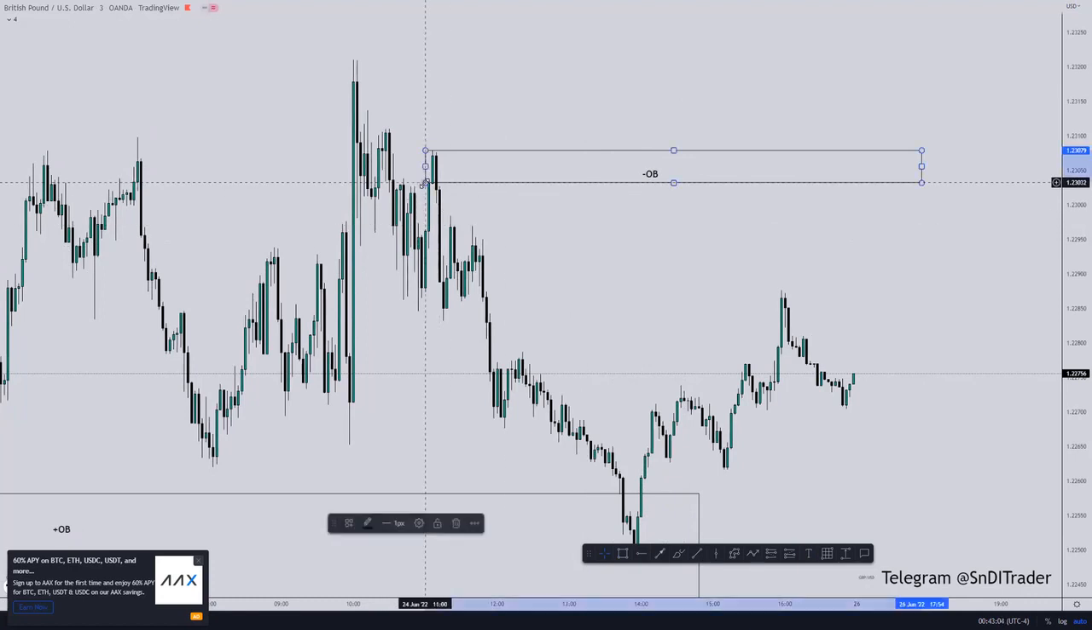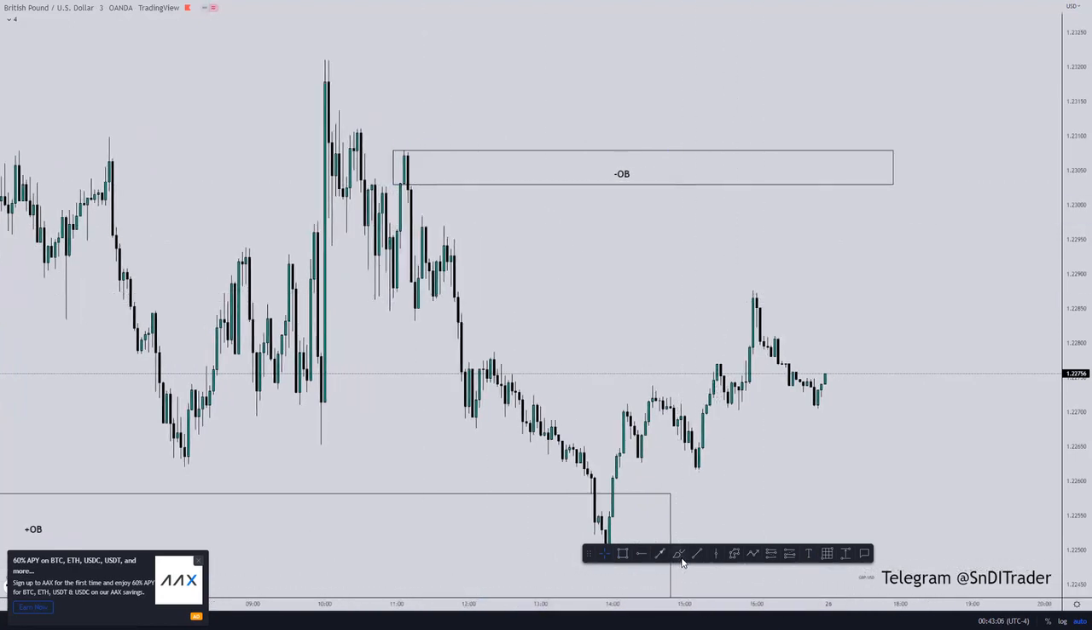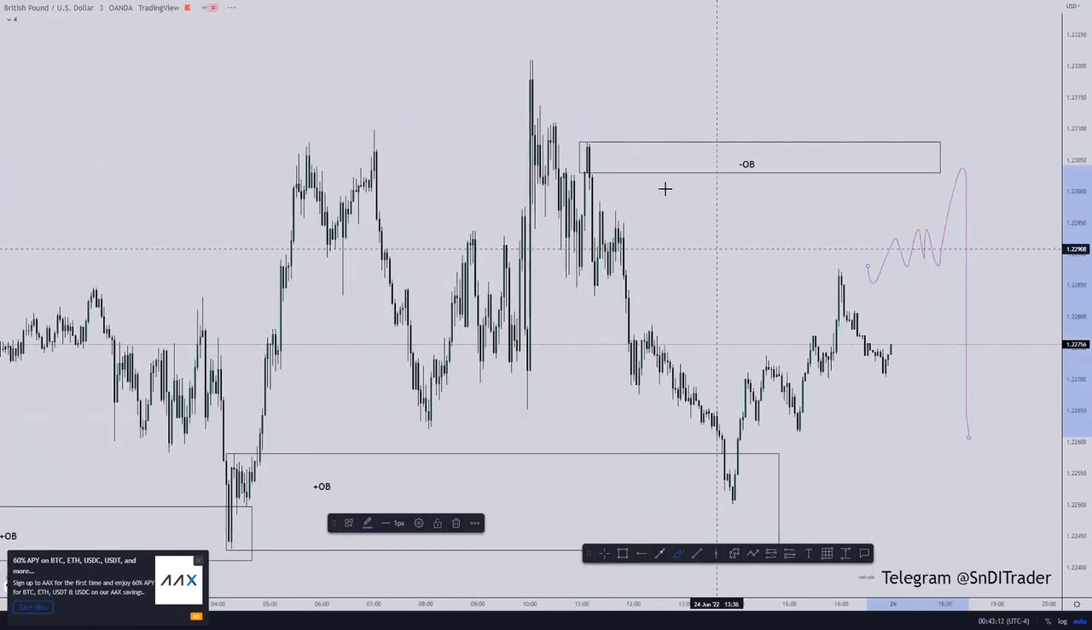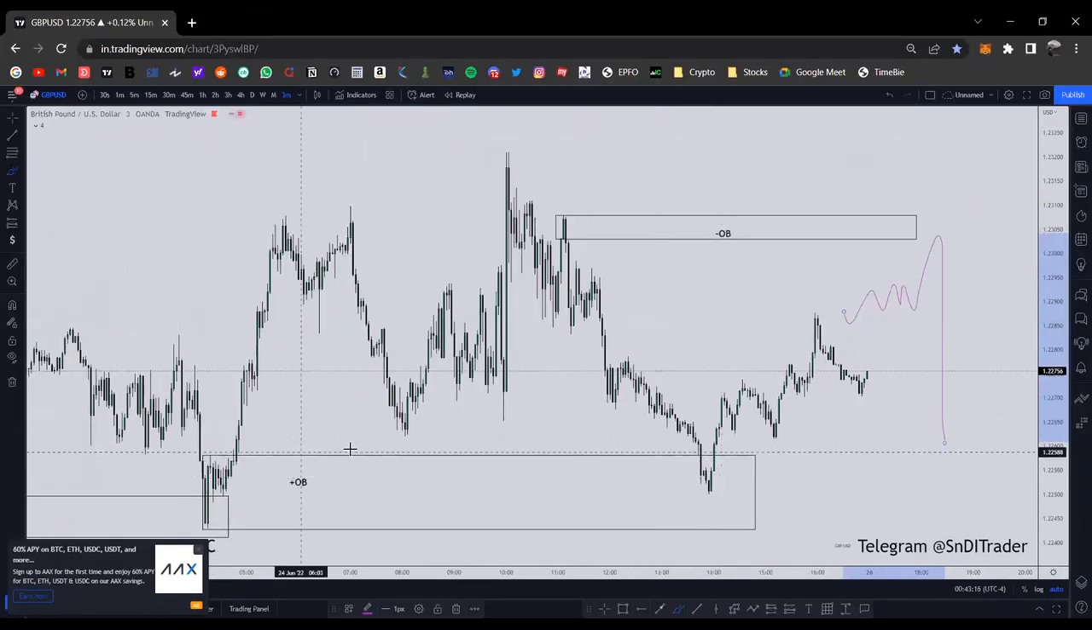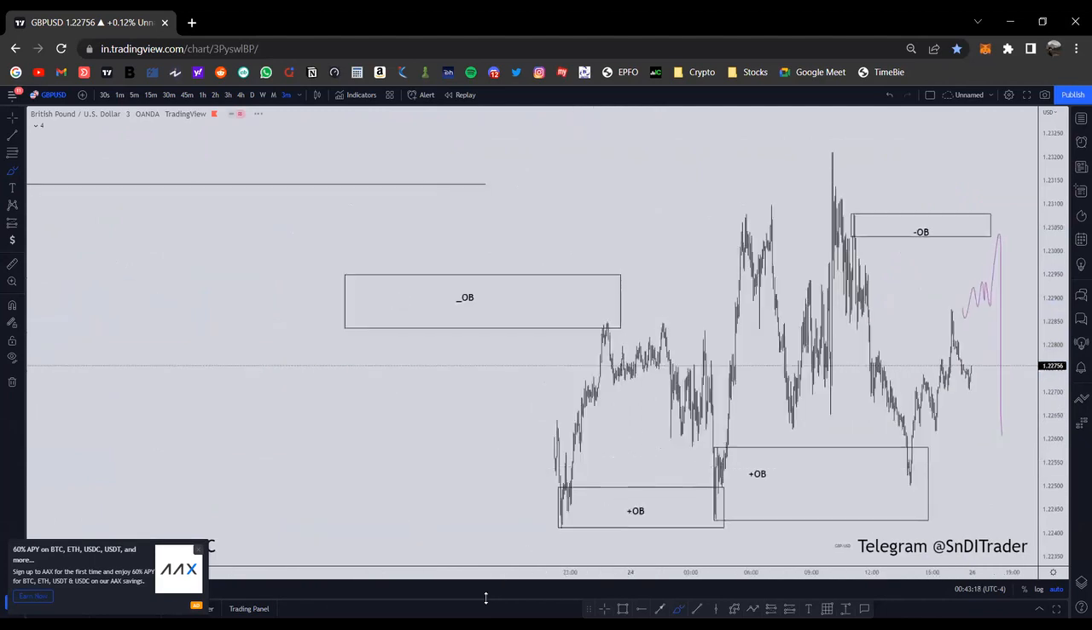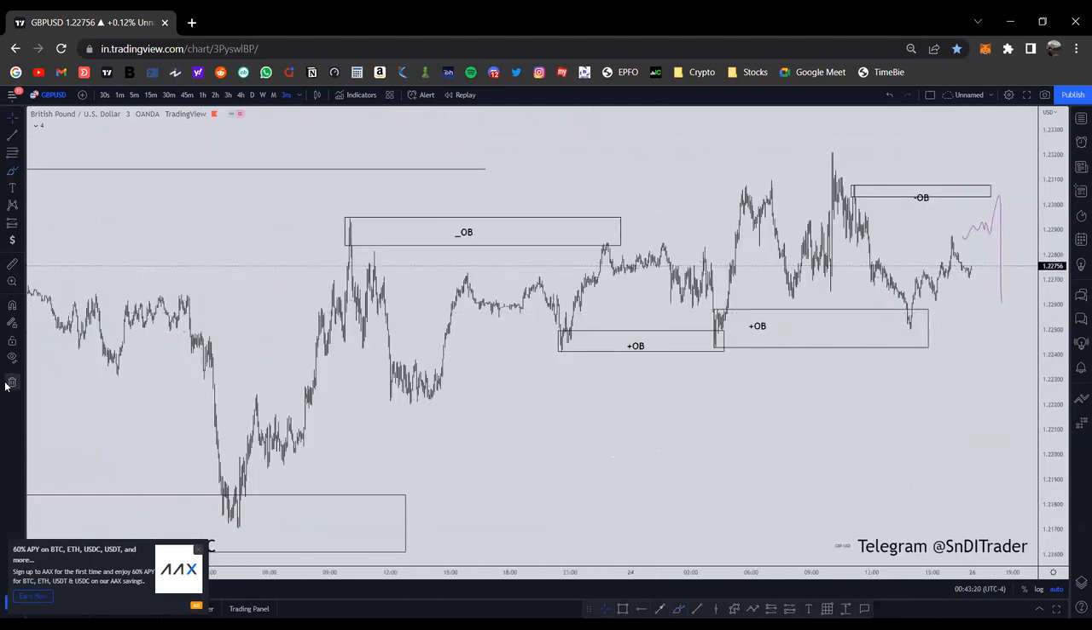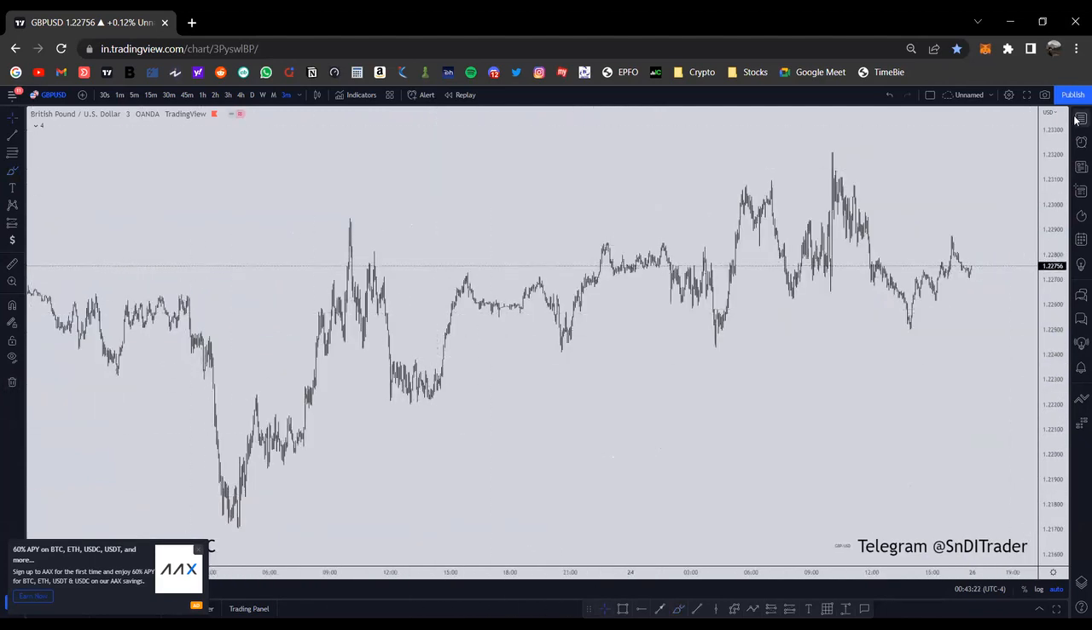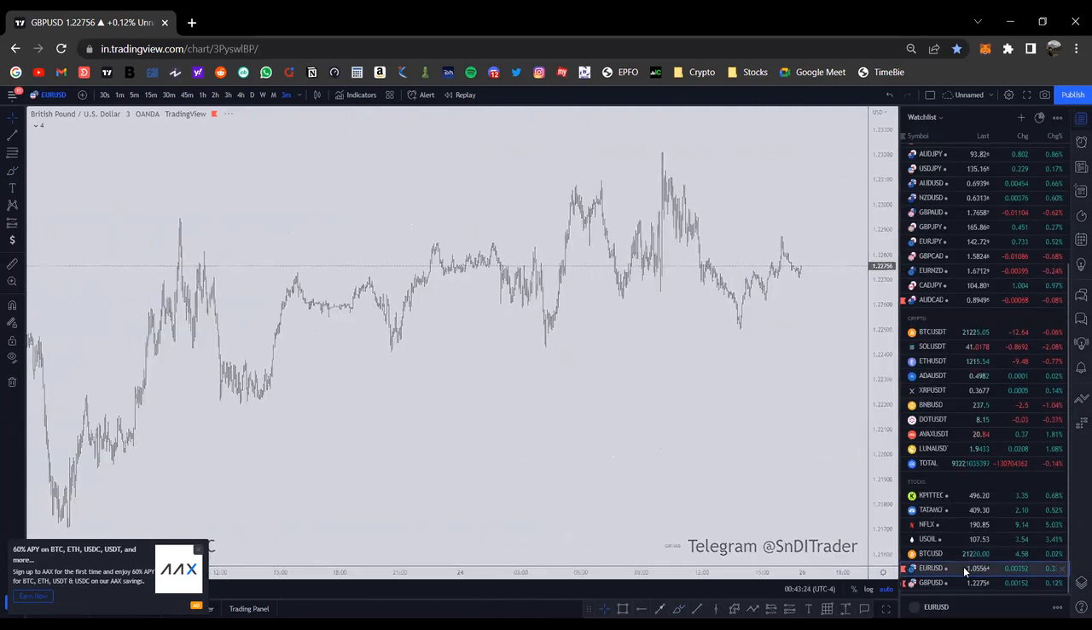If price comes here, this might go down again after mitigating this bearish order block. So that is how we see the order blocks. Okay, so let me give some more examples to you. Let's just go on the EUR/USD chart.